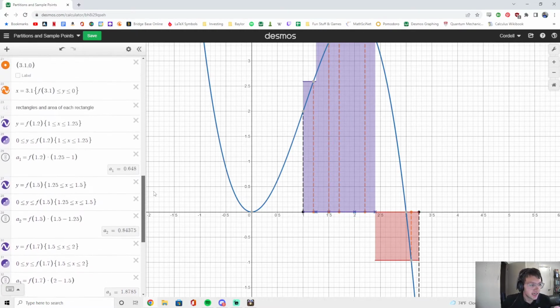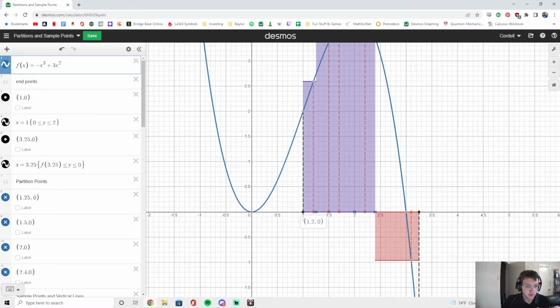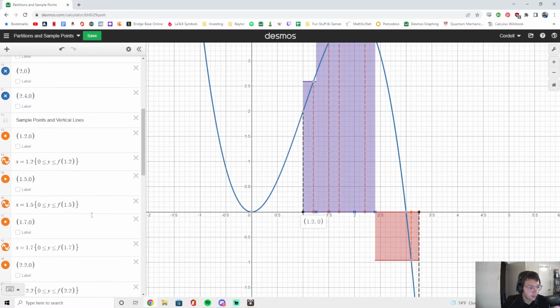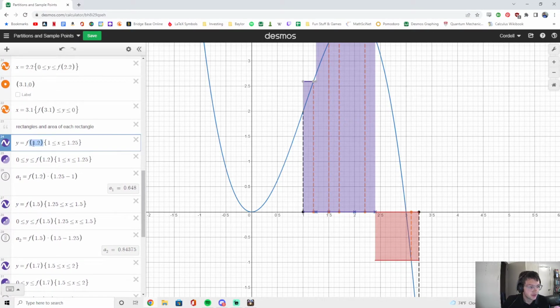Okay, for each rectangle, we can compute the area relatively easily. So this first rectangle, I called its area A1. All it is is f of 1.2. Remember that we get 1.2 because that's a sample point that we chose, so the height of this rectangle is f of 1.2. The base length of our rectangle is just the length of our partition. So it's 1.25 minus 1. Okay, and that gives us an area of 0.648.